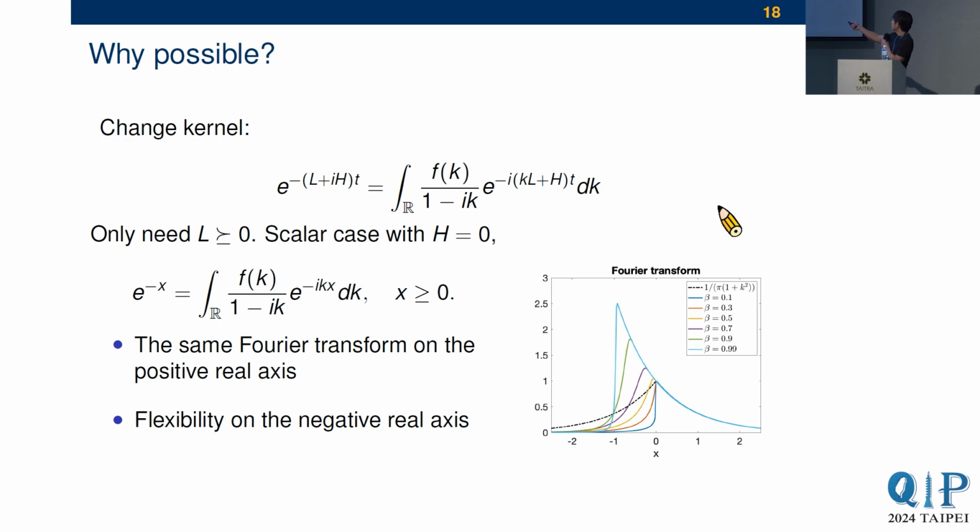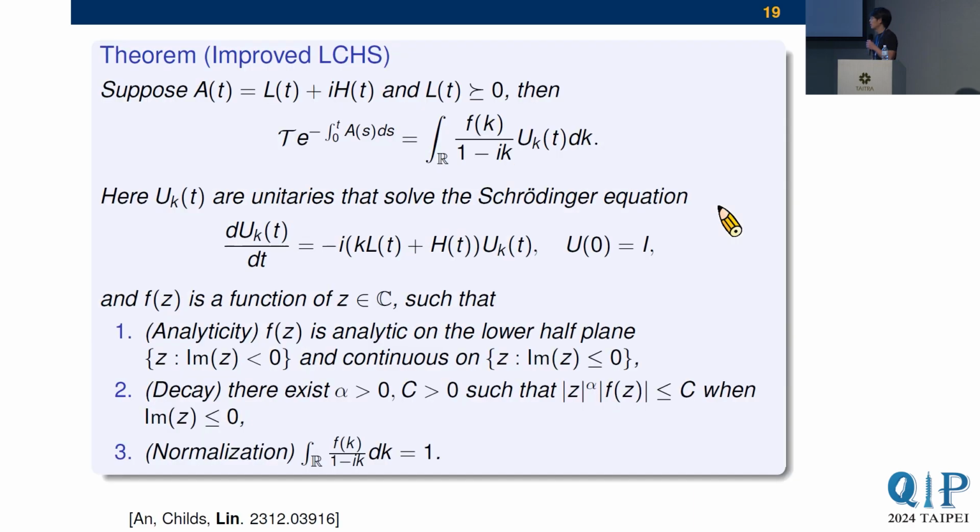Here's an example. I'm choosing a bunch of different functions. I haven't told you what beta is yet. They're all exactly the same, e to the minus x, on the right half of the real axis. On the left, they all look different, and we're going to pick the best among them. In other words, you're using some flexibility on the negative real axis to tune the best kernel that gives you the best query complexity.